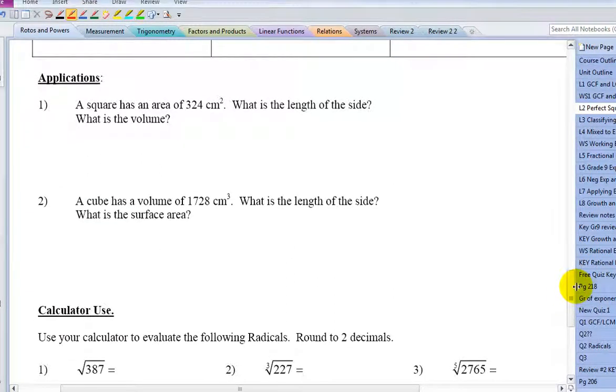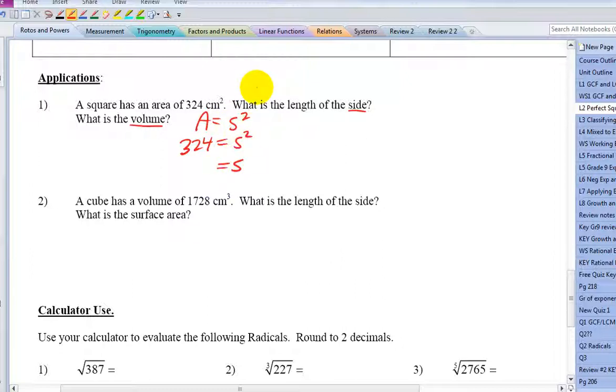Here are some applications. A square has an area of 324 centimeters squared. What is the length of the side? And then what is the volume? So let's start by saying area equals s squared and substitute in what we know. Do we know the value of s? Not at all. We know the area is 324. That equals s squared.